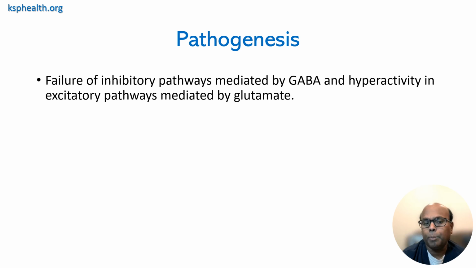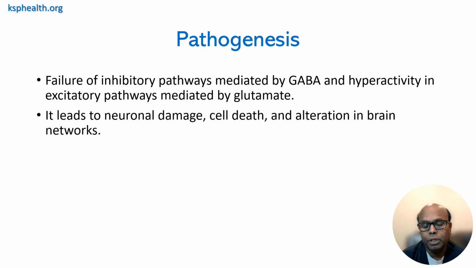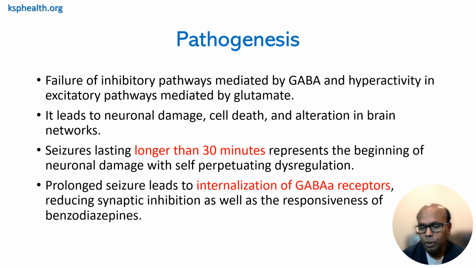Pathogenesis. Status epilepticus occurs because of failure of inhibitory pathways mediated by GABA and hyperactivity in excitatory pathways mediated by glutamate. It leads to neuronal damage, cell death, and alteration in brain networks. Seizures lasting longer than 30 minutes represent the beginning of neuronal damage with self-perpetuating dysregulation. The prolonged seizure leads to internalization of GABA subunit A receptors, reducing synaptic inhibition as well as responsiveness to benzodiazepines.